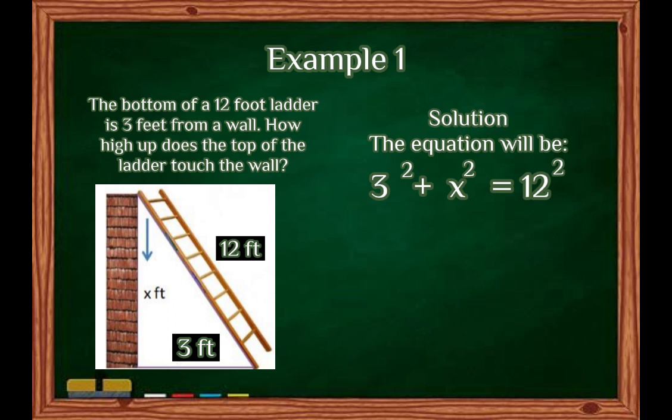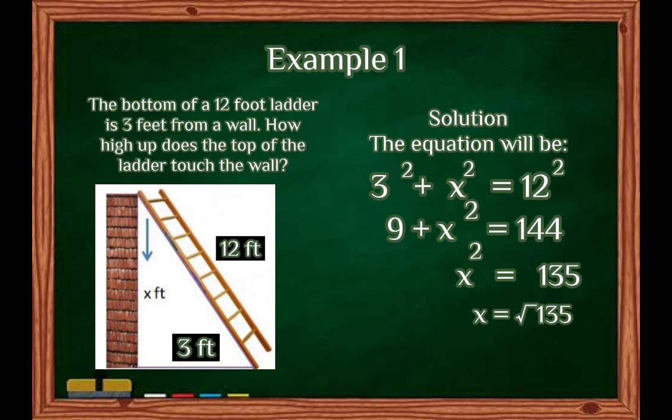Now, to solve the equation, first simplify. So 9 plus x squared equals 144. Add negative 9 to both sides to make it x squared equals 135. Now use the definition of square root. x equals the square root of 135. A calculator shows that the square root of 135 is approximately 11.6. This seems correct because the top of the ladder must be less than 12 feet up the wall.